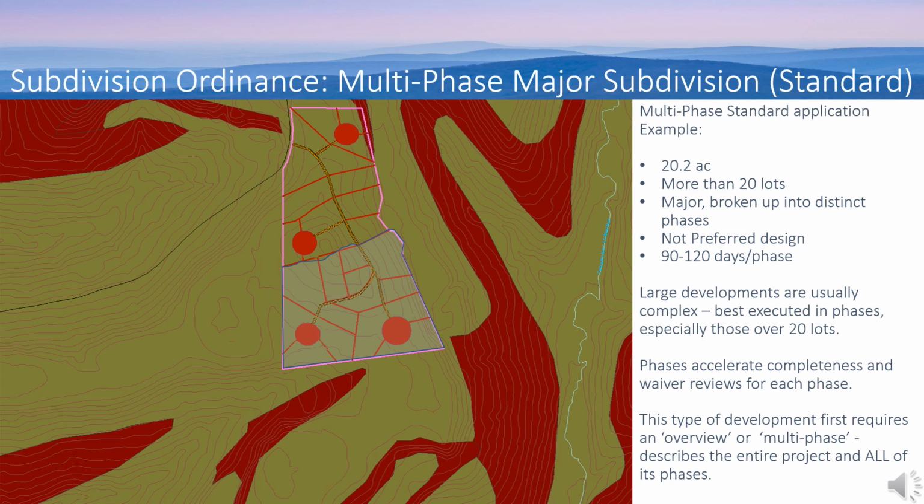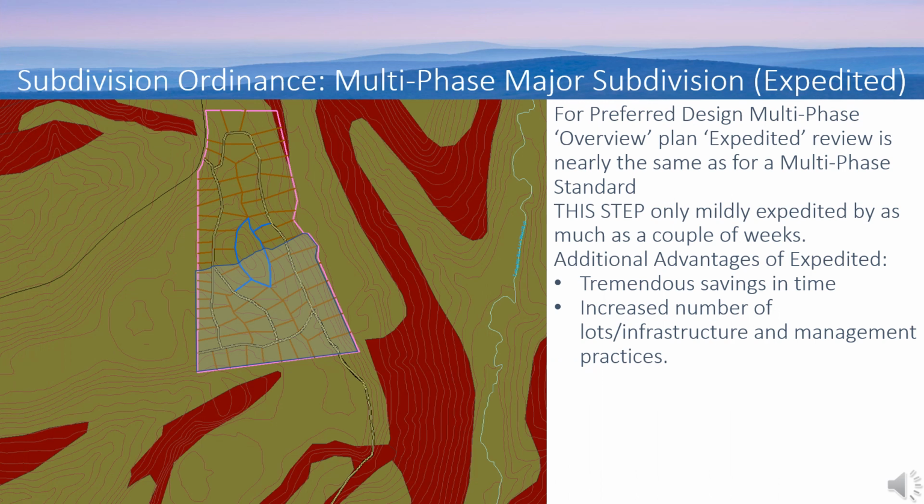A standard design would entail 27 lots, 4 cul-de-sacs, and we approximate that it would take 90 to 120 days to review each of the phases with a typical development, which would mean fewer lots and longer approval time for a standard over a preferred design.